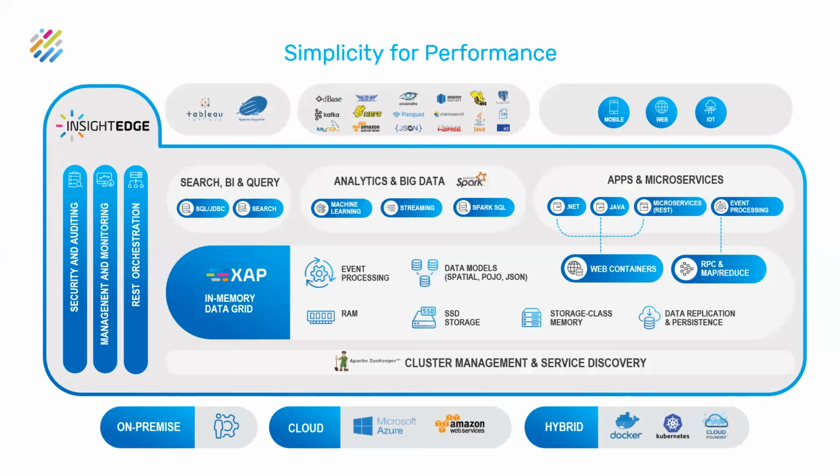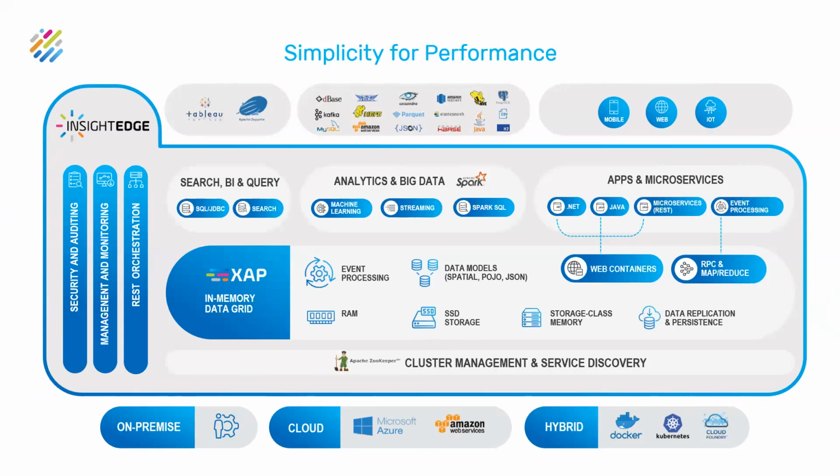If we take a look at the overall architecture, we see that this is actually a unified architecture for both XAP and InsightEdge. So we can see that XAP is indeed in the core, in the middle of InsightEdge, and it provides event processing using multiple data models such as POJOs or .NET or JSON, or even geospatial data. And that's based on RAM or even hybrid models of RAM plus SSD storage or storage class memory, such as Intel 3D X-Point. And on top of that, you can create the application and microservices.